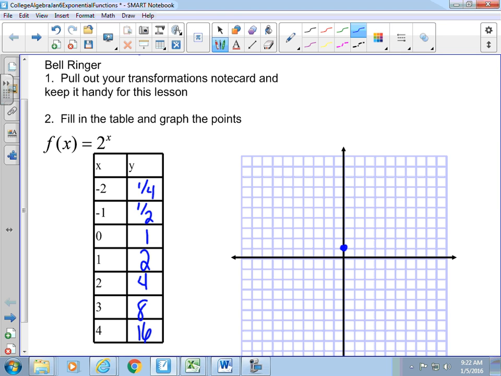0, 1, 1, 2, 2, 4, 3, 8. I'm going to stop there because everything else would go off of the grid I have here. You could keep going. Okay, equation. That is the equation. Yeah, that is the equation. So we're going from the equation to the table.